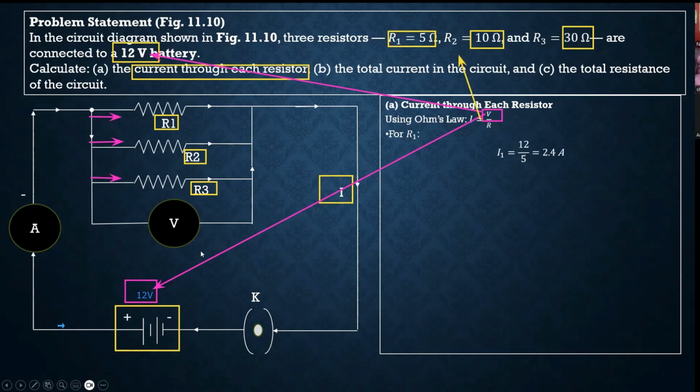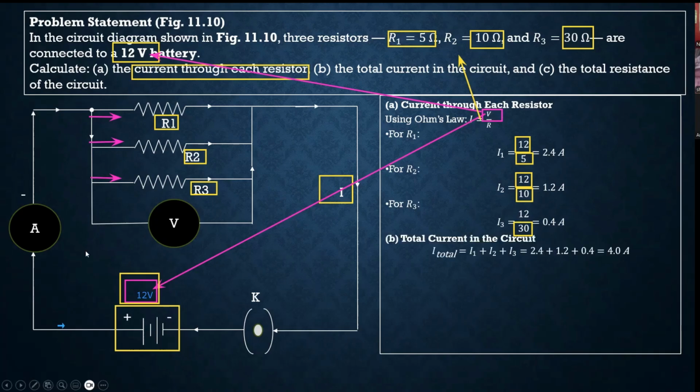So for R1 we calculate: voltage is 12 volt and R1 is 5 ohm. That is how we get the current. R2 is same, voltage is same. Voltage is 12 volt only. Voltage is same, resistance is different. So you'll get 1.2 ampere. And for R3, you'll get 12 by 30. Okay, that will take the other resistance, that is 30 ohm.